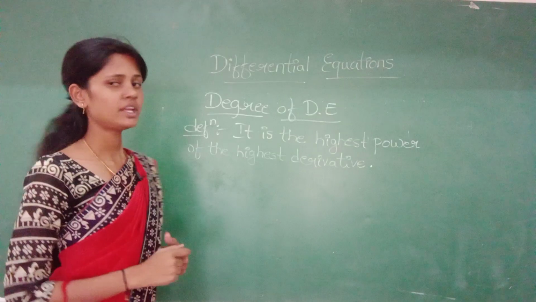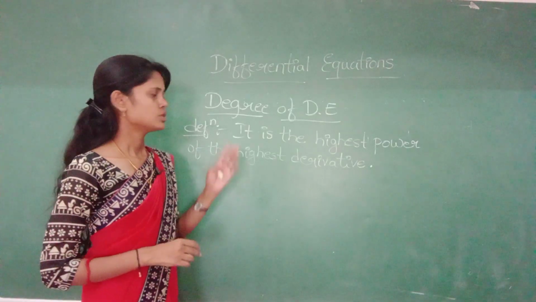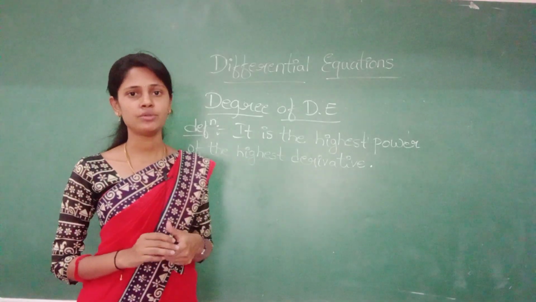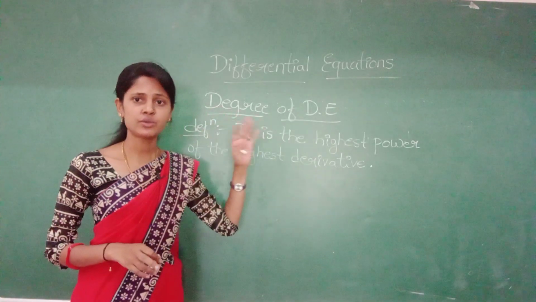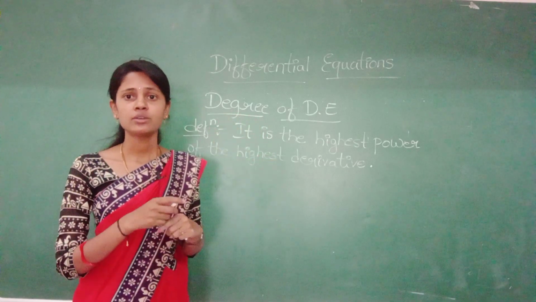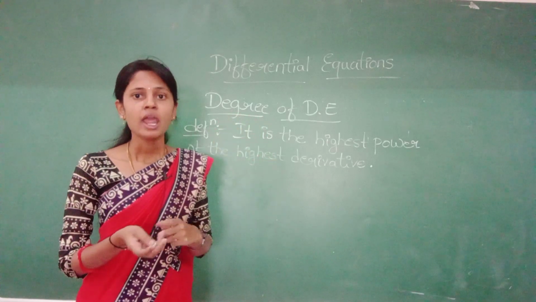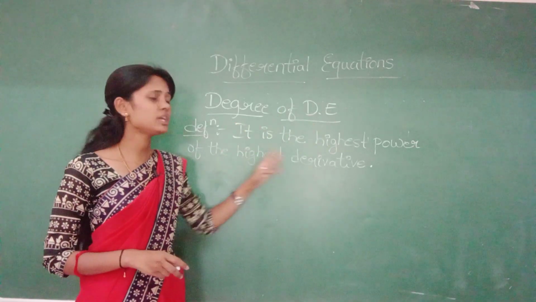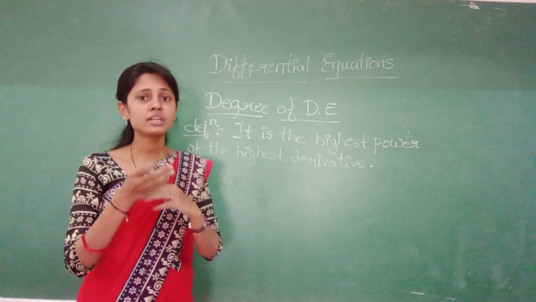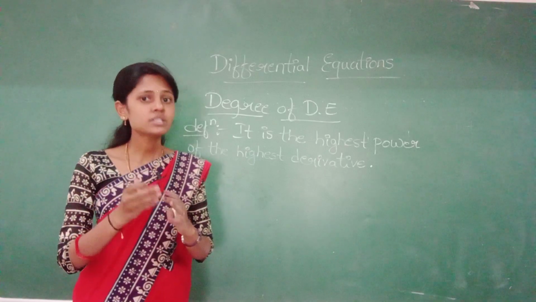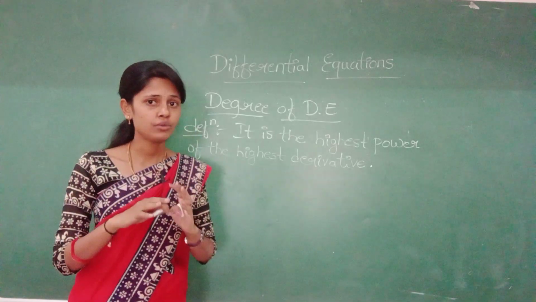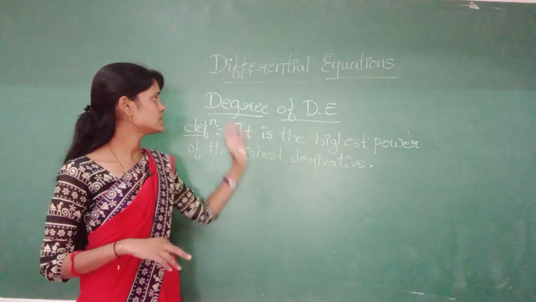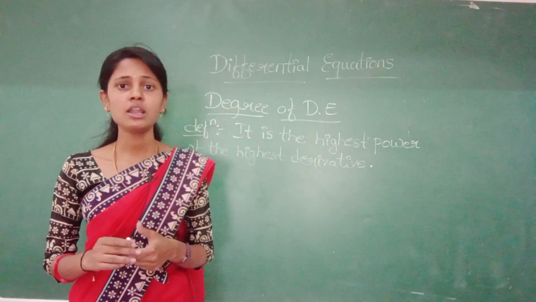So the next thing is the degree of the differential equation. So what is the degree? It is the highest power of the highest derivative. Previously we wrote the definition for order. What is order? We should write the highest derivative, and here in the degree we should write the highest power of the highest derivative. Whatever highest derivative we wrote, we must observe the power of that derivative. That means the power of the highest order derivative is the degree of the differential equation.